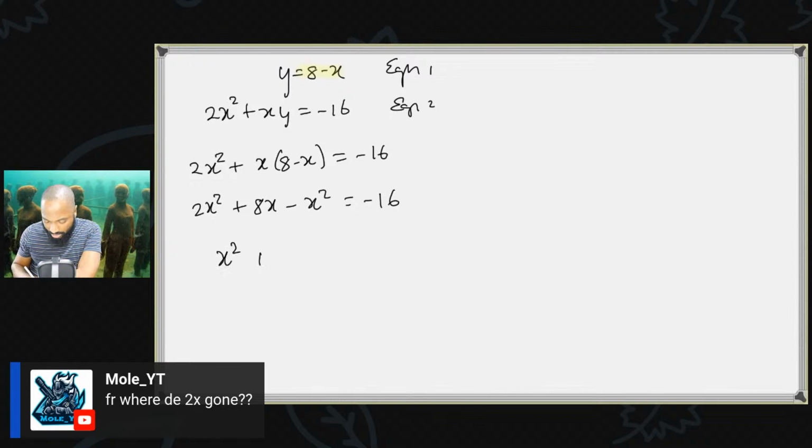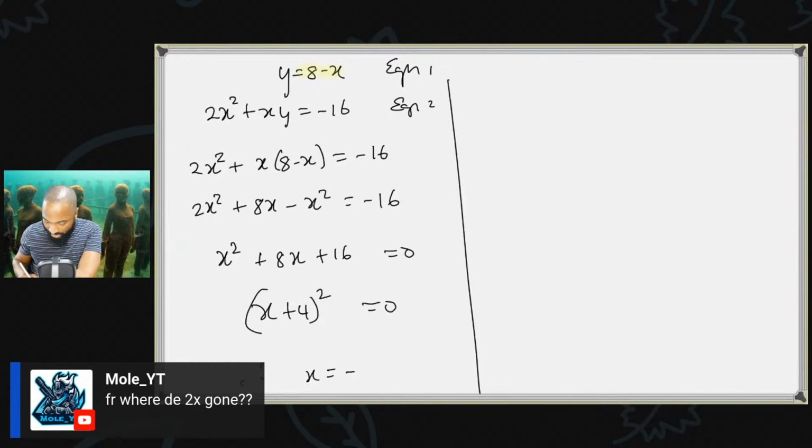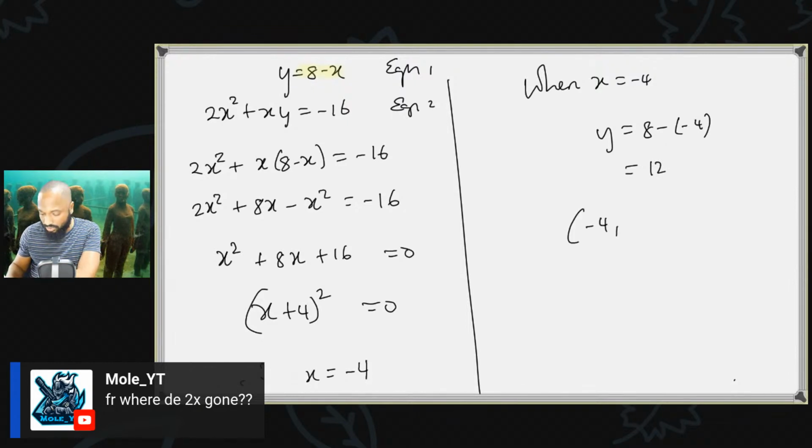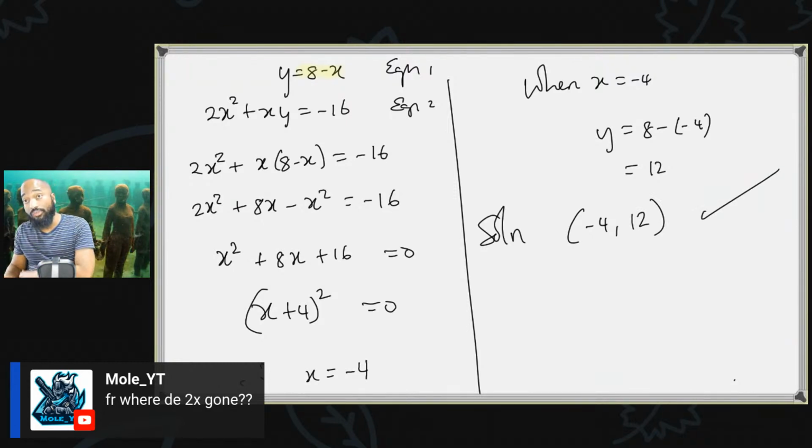So this is 2x squared. Y'all, I'll be paying attention to this. 8 minus x is equal to negative 16. 2x squared plus 8x minus x squared is equal to negative 16. Oh yeah, my x squared would go for a good reason. So this is x squared plus 8x plus 16 is equal to 0. That and that meet up together as 1. So this is x plus 4 all squared is equal to 0. Therefore, x is equal to negative 4. And when x is equal to negative 4, then y is equal to 8 minus negative 4, which is 12. So we get negative 4, 12 as the solution.